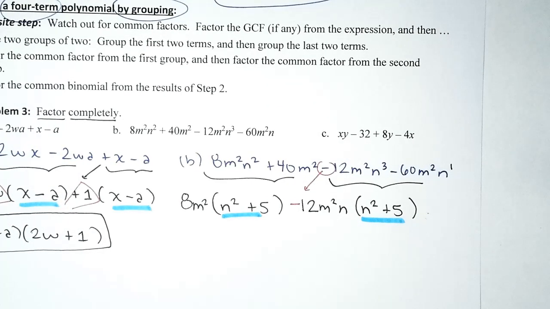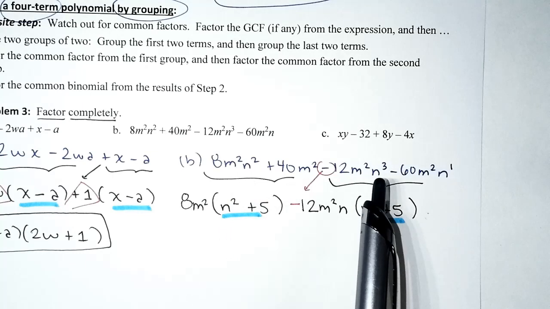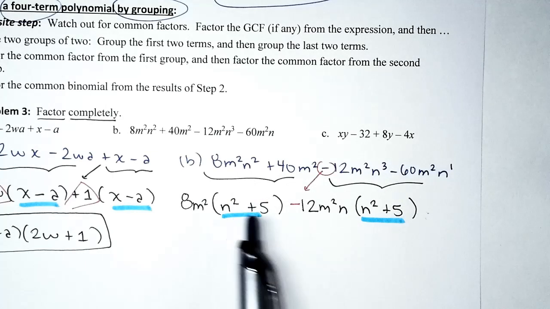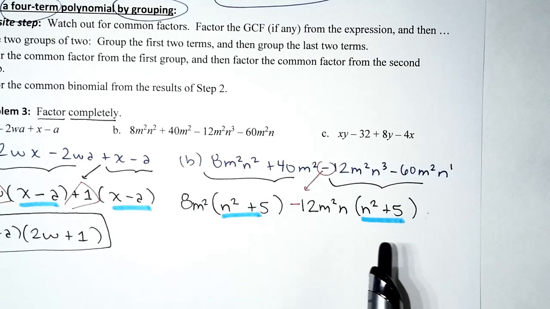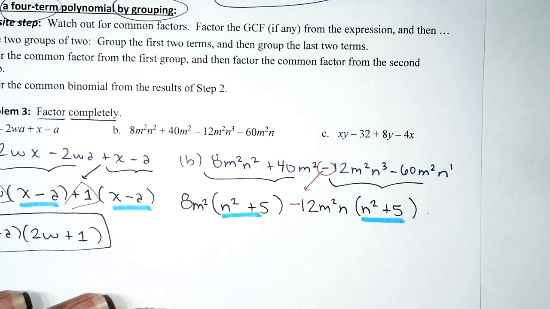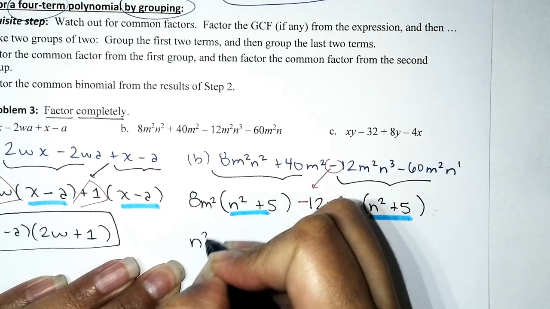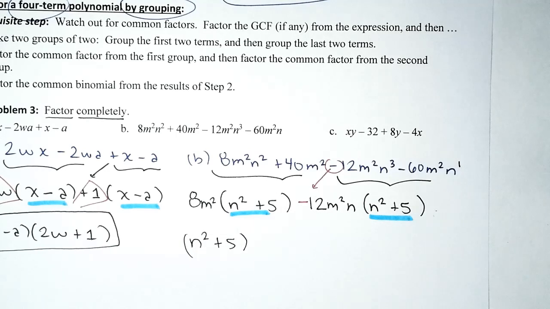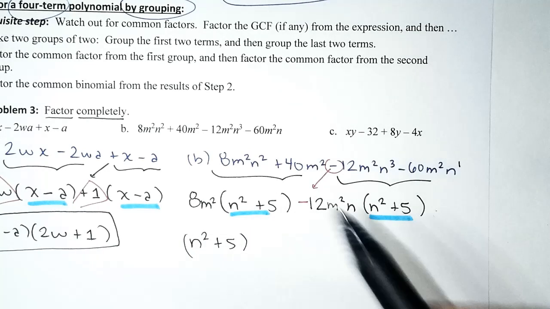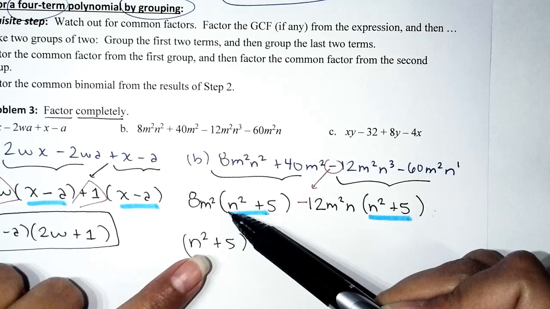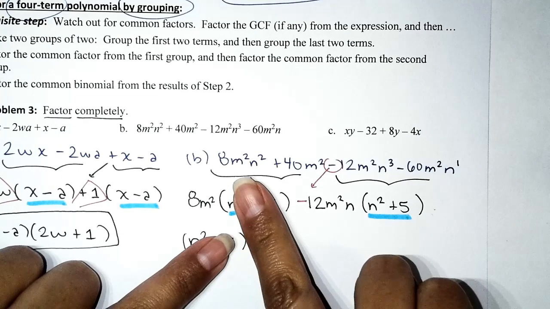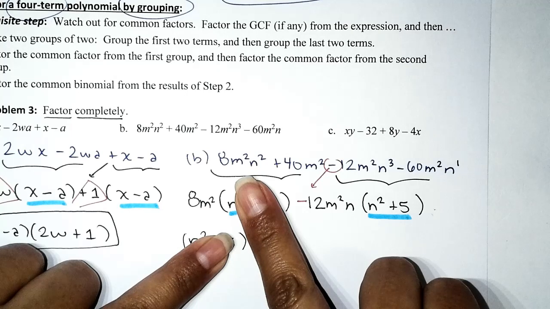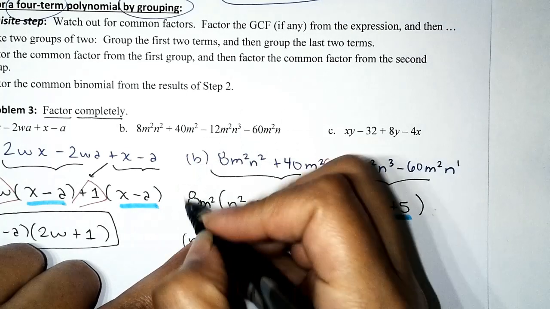So procedure, how do we factor a 4-term polynomial by grouping? 1, make your groups of 2. 2, take out the GCF from each group. And then 3, factor out the GCF from the expression. So let's go ahead, factor out the n squared plus 5, and then show the reader what we're left with after we factor it out. First product divided by GCF, the n squared plus 5's cancel, and that will leave us with 8m squared.